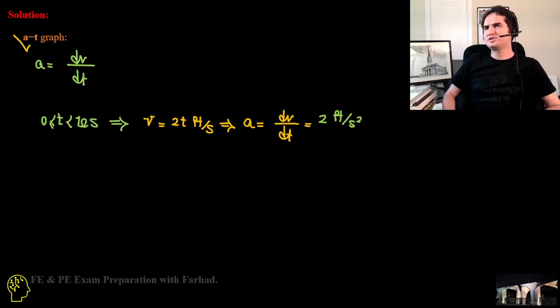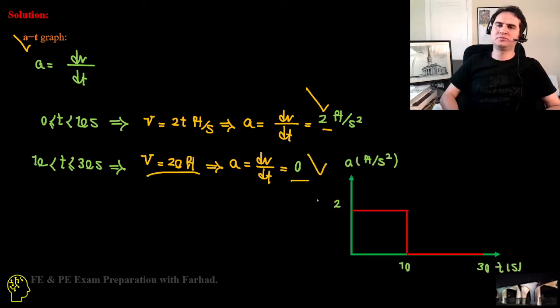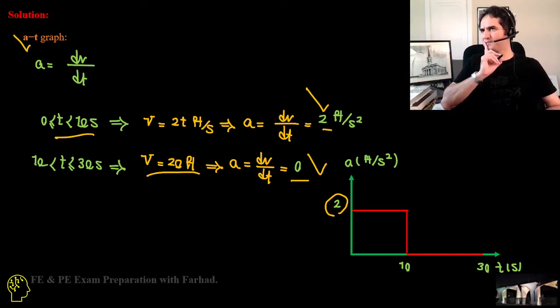So acceleration is the derivative of velocity over time. For the first part, velocity is 2t, 2 times t, so the derivative of that is 2, a constant number of 2 feet per square second. And for the second part, v is a constant number, so the derivative of it is going to be 0. If you draw acceleration versus time, it's going to be 2, a constant line for the first part, and 0 because the velocity is constant for the rest of the time period.